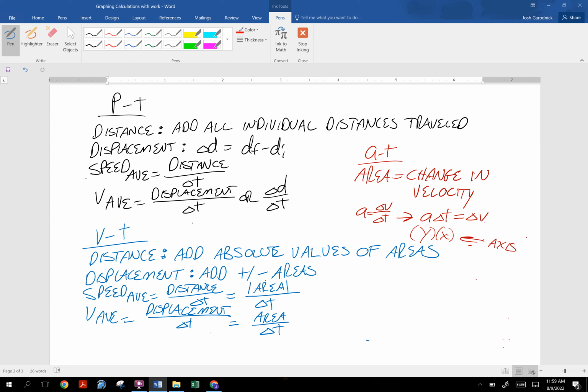In red here, I've also added, if you took the area of the acceleration versus time graph, you would actually get change in velocity. Since acceleration is delta v over delta t, if you do the y-axis times the x-axis, or a times delta t, you get delta v. This will probably rear its head more in AP than in Physics 1, but I wanted you to be aware.